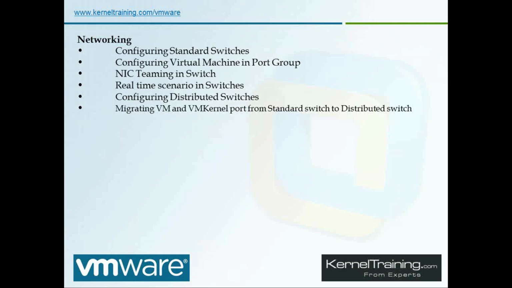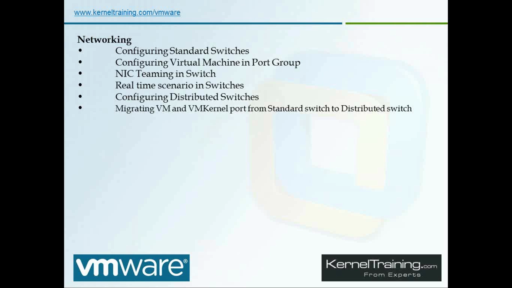Next, configuring virtual machine port group. Port groups are of three types, as I told you: service console port group, virtual machine port group, and the VMkernel port group. Whenever we create a virtual machine under an ESX host, to which port group should that virtual machine be allocated? It is always allocated to the virtual machine port group. If you are not creating any port group while creating the virtual machine, by default it will create the virtual machine port group and add that virtual machine to it without manually doing it.